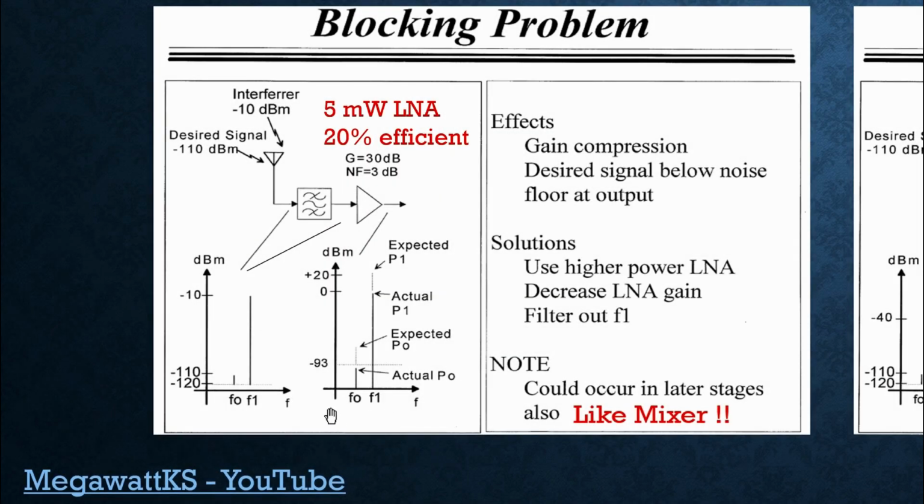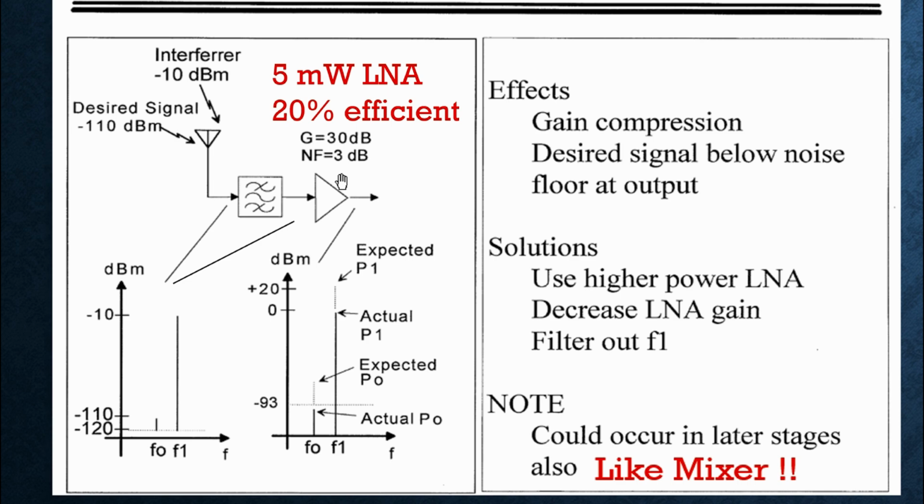To the right is a spectrum plot at the output of the low noise amplifier. Remember, both of these signals are within the passband of this filter, so they both got through. So this represents the plot before and after the filter. But at the output of the amplifier, things are interesting. The amplifier's gain is listed as 30 dB. So our minus 110 dBm signal should have gone up to what? Minus 80 dBm. That would be here. But it didn't. And why is that?